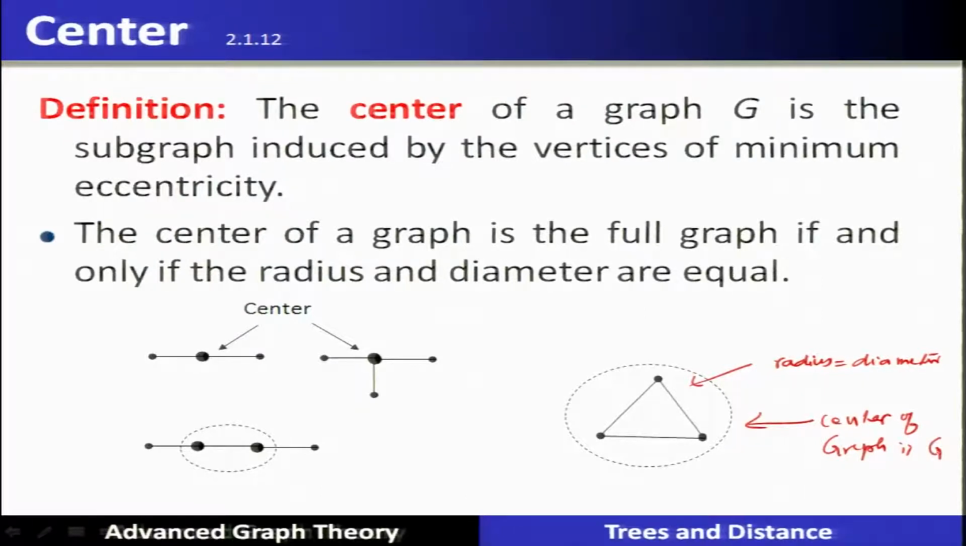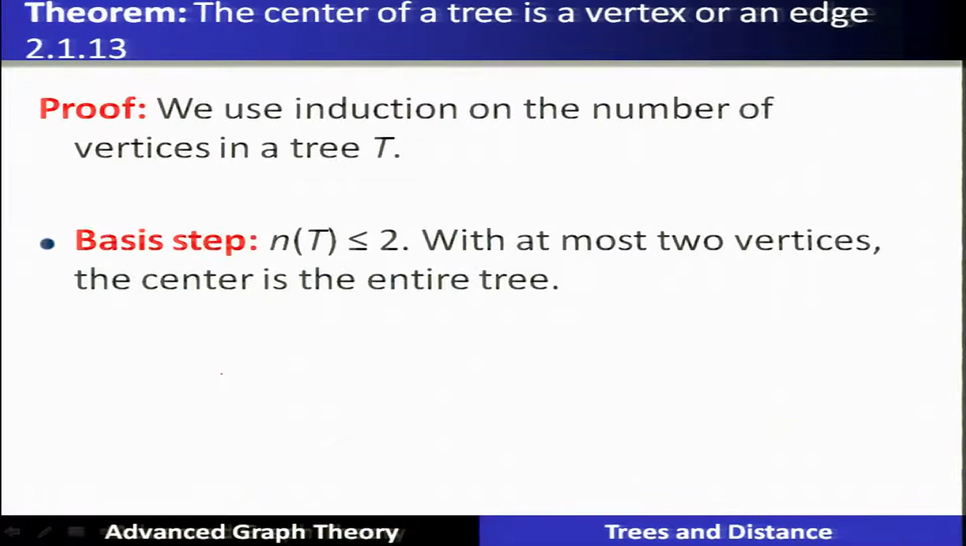Now, in these examples, the vertex with the minimum eccentricity is this vertex in this particular case, and here there are 2 vertices with a minimum eccentricity. Hence, this is an edge which will be the center. Similarly, here there will be a single vertex. Now, there is a theorem: the center of a tree is a vertex or an edge.